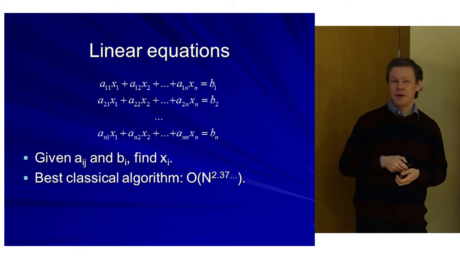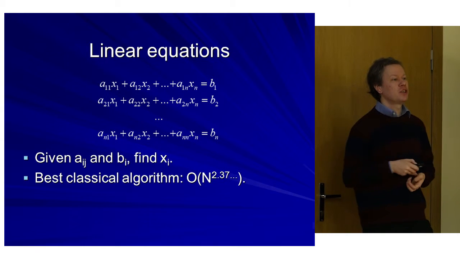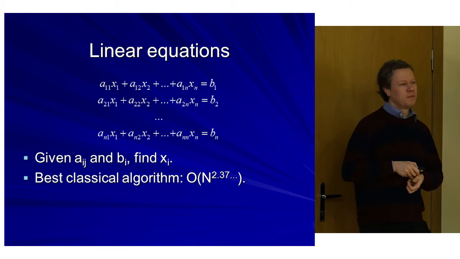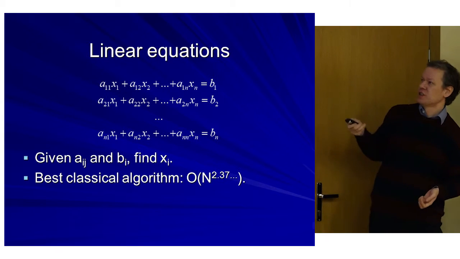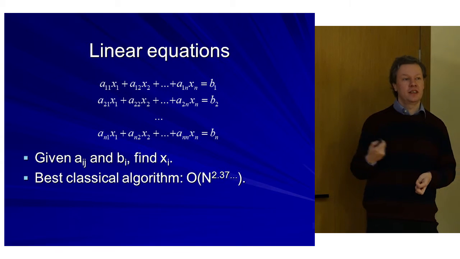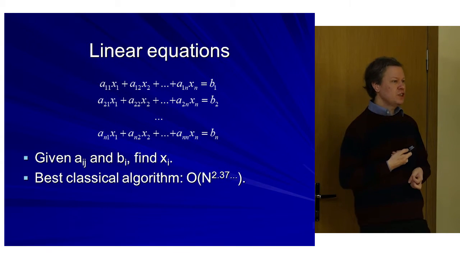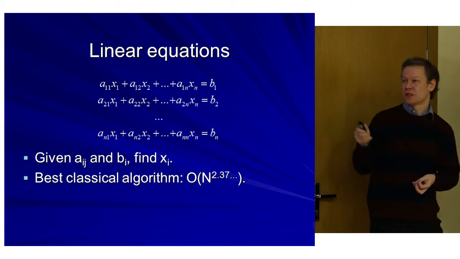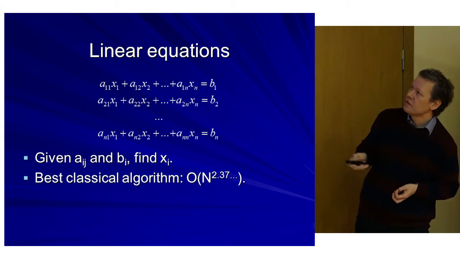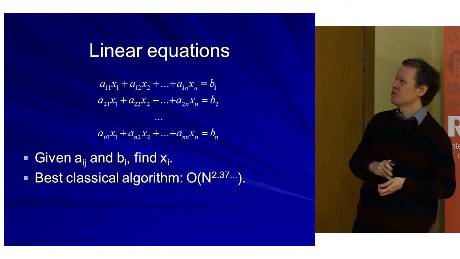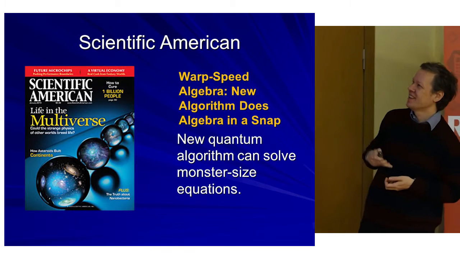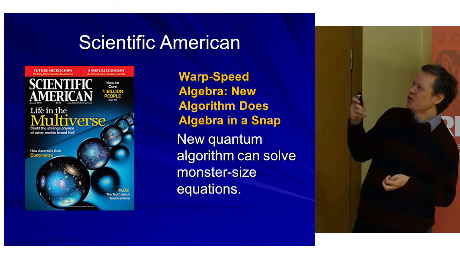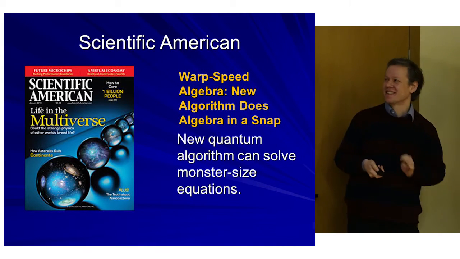Well, basically the conventional algorithms scale in time as some power of the number of variables. If we think about general systems of equations with not much constraints on coefficients, then that's number of variables to power 2.37. Okay, and then about 5 years ago, there was this quantum algorithm which made headlines in popular science press. So this is a headline from Scientific American: New quantum algorithm can solve monster-size equations.